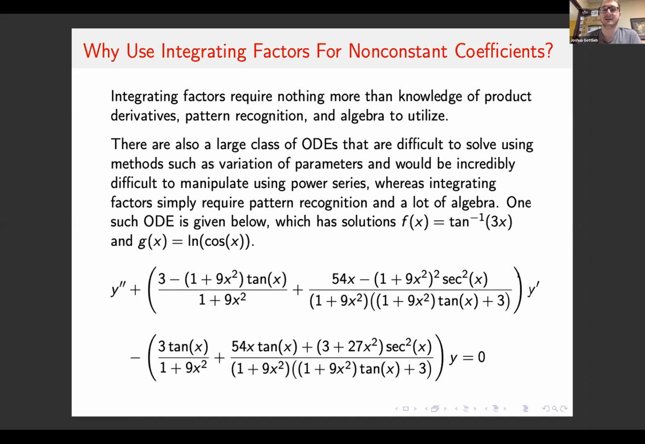So this example here, this disgusting ordinary differential equation, has solutions f of x equals the inverse tangent of 3x and g of x equals ln of cosine of x. Now this is a rigged example, but it does show that the integrating factor can solve what are not normally thought of as nice, easy forms.